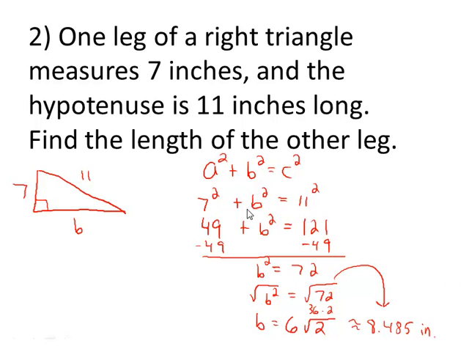Again, if you know both legs, you add the squares together and then take the square root. But if you know one leg and the hypotenuse, like we did in this example, you're going to have to do a little solving before you can take the square root.